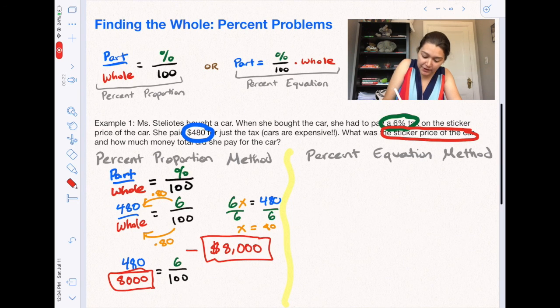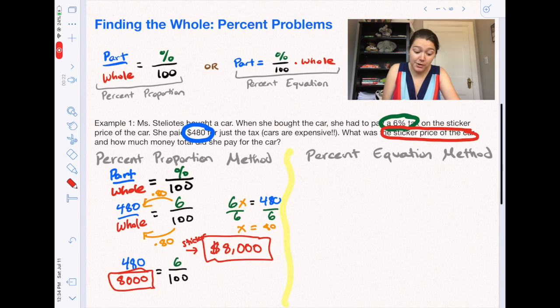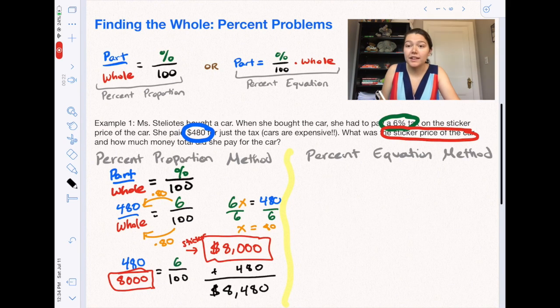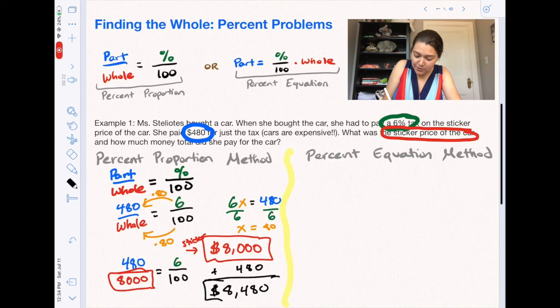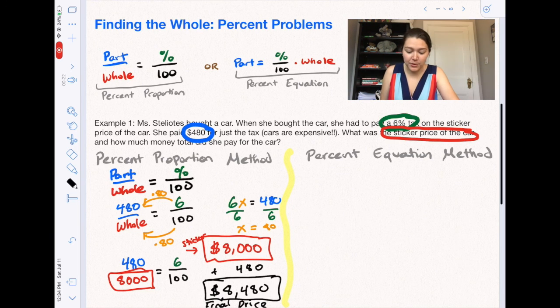So that was the sticker price. But unfortunately, I had to pay more. I had to add that tax. So then we're going to add the 480, and that's going to give me $8,480. So that would be the final price I paid. So there we go, I'm answering both my questions.